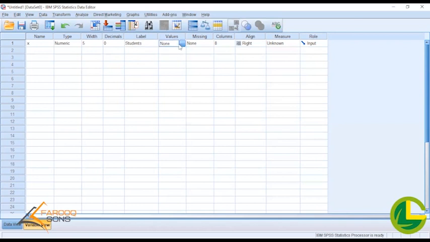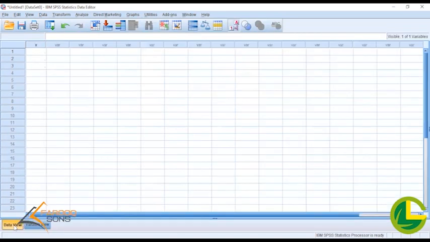No values means there is no gender, male, female, so I'm just keeping students. There is no need to set values. Missing value, I don't have any missing value. Column, you can increase or decrease the column width, but there is no need to change right now. Alignment, you can keep your answer in the middle, center, right, or left, wherever you want. I can keep measure as unknown, but when you want to use anything in calculation, keep it as scale, because it is a numeric scale value. Nominal means if you have names, you write nominal. Nominal and ordinal, I explained in the variable class when I taught you variables.